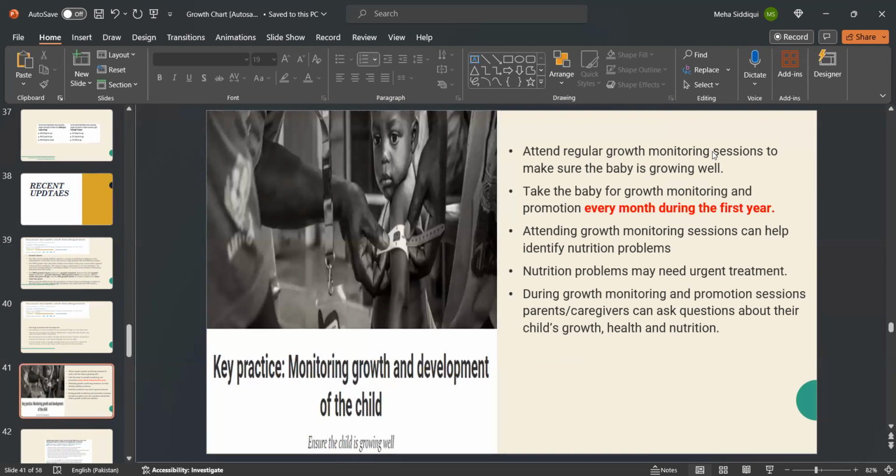Now, this is the good practice of monitoring growth and development of the child. It highlights that regular growth monitoring sessions should be attended to make sure the baby is growing well. Take the baby for growth monitoring and promotion every month during the first year. Attending growth monitoring sessions can help identify nutrition problems. Nutrition problems may need urgent treatment. During growth monitoring and promotion sessions, parents can ask questions about their child's growth, health, and nutrition.